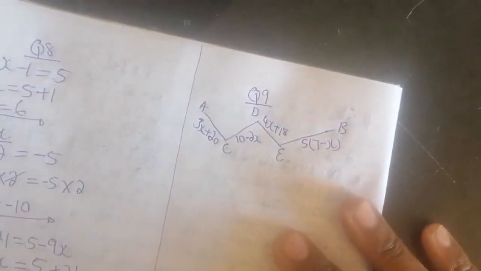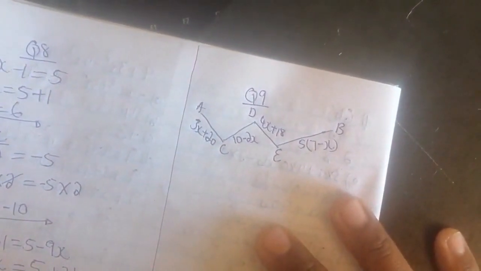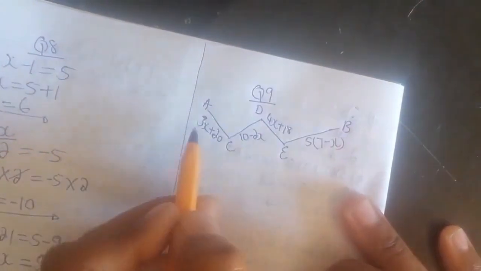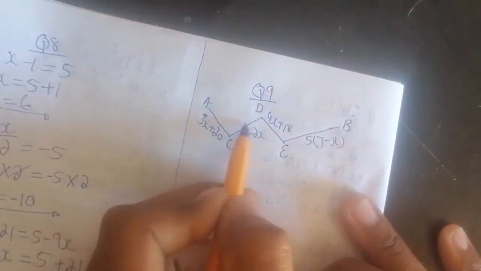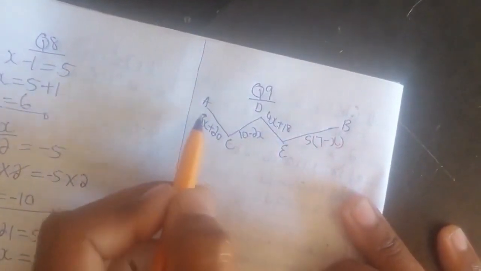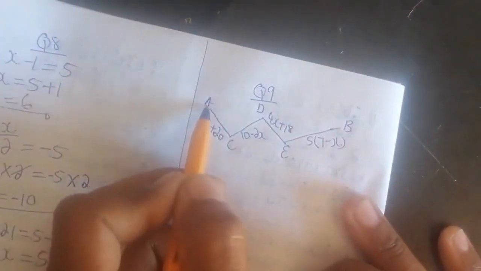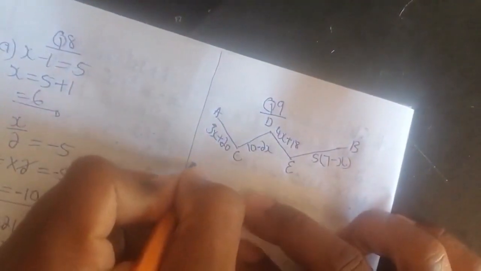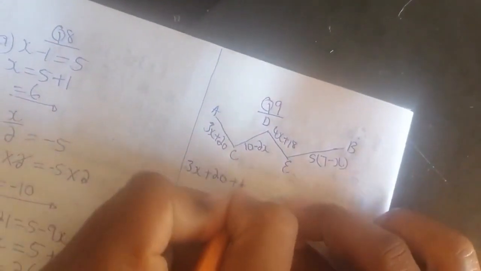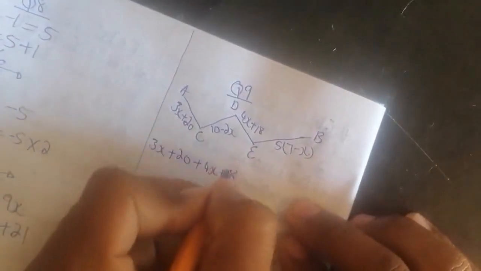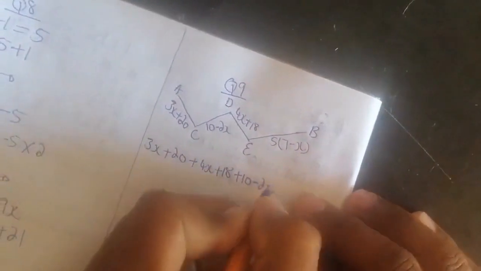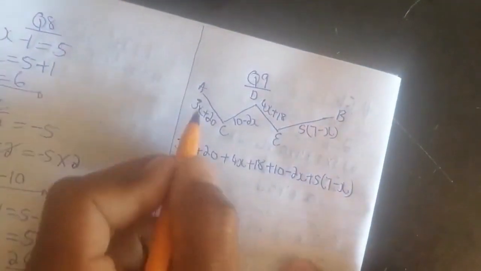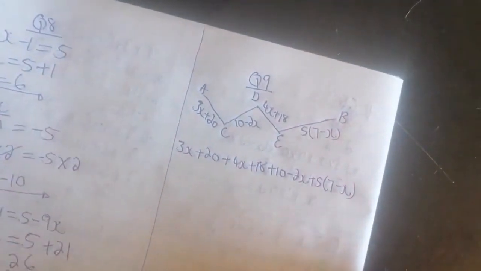And I want you to be very, very careful here. Write an expression for the distance from A to B in terms of x and simplify. So the distance from A going to B. I'm just going to add this with this, because to get to B from A, I need to move in this sequence. So I'm adding all these: 3x plus 20 plus 4x plus 18, sorry, plus 10 minus 2x plus 5 into 7 minus x. That would be the distance. So this plus this plus this plus that. You're just adding all those things.